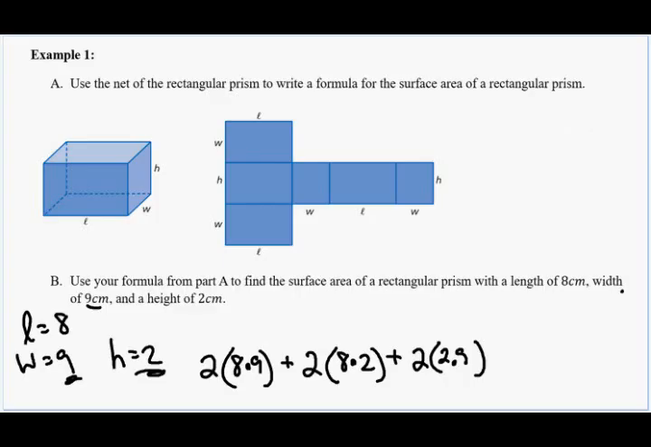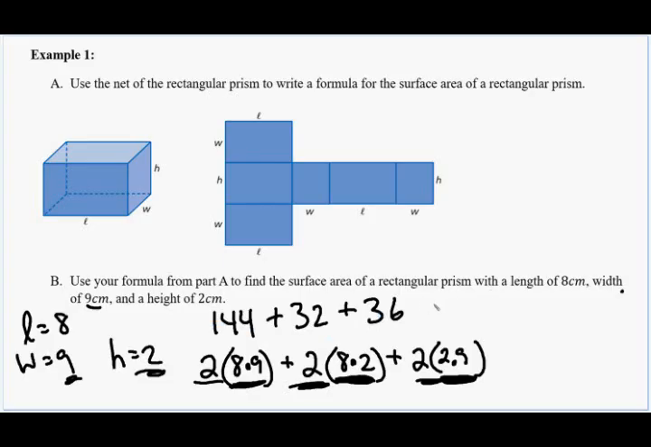And let's do a little multiplying and adding. 8 times 9 is 72, and if we double that, we get 144, plus 2 times 8 is 16. If we double that, we get 32. 2 times 9 is 18, and we double that and get 36. And if we add those three numbers up, we should get 212.